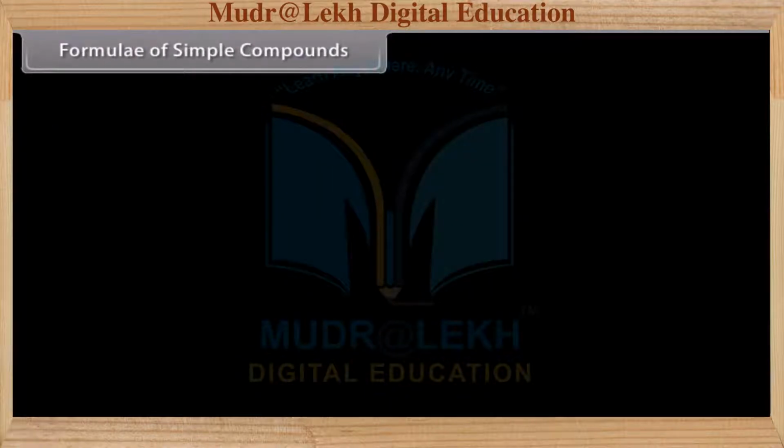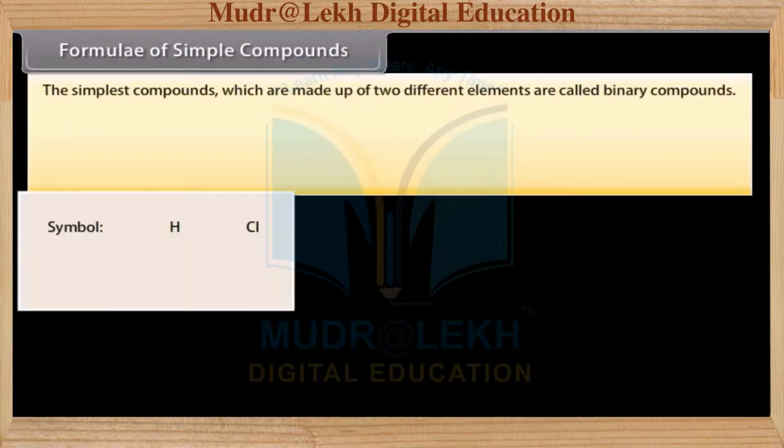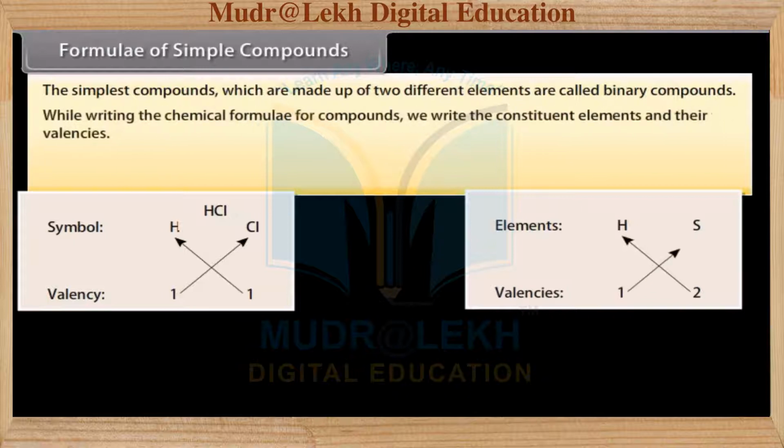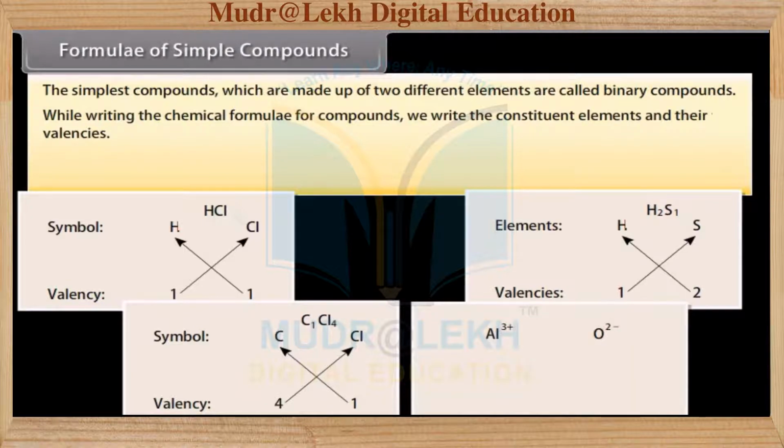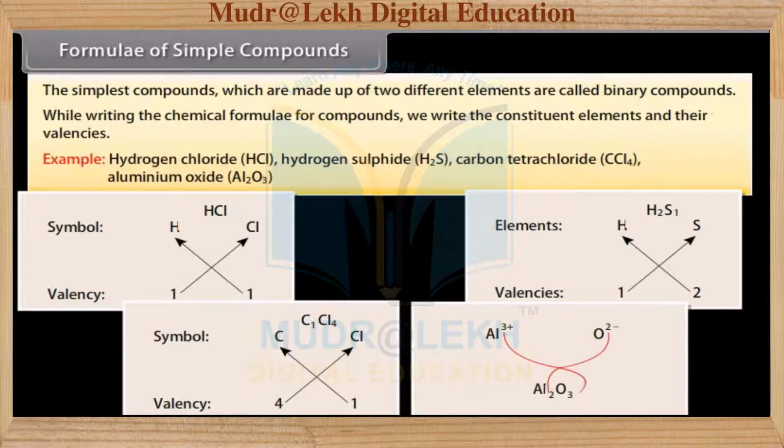Formula of simple compounds. The simplest compounds, which are made up of two different elements, are called binary compounds. While writing the chemical formula for compounds, we write the constituent elements and their valencies. Example: hydrogen chloride, HCl, hydrogen sulfide, H2S, carbon tetrachloride, CCl4, aluminium oxide, Al2O3.